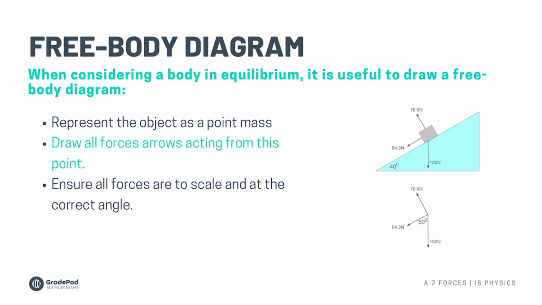And a free body diagram is when you look at an object, for example, this box sliding down a hill, and you turn it into a single point mass with all the force arrows acting from that point, ensuring that all those force arrows are to scale and at the correct angle. The centre of gravity of this box would be here, and then what we'd want to do is just add arrows to that centre of gravity or that point mass to make sure that we're representing the forces correctly in the right direction and the right length.